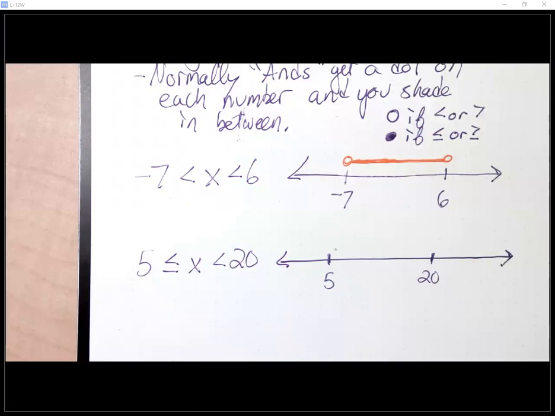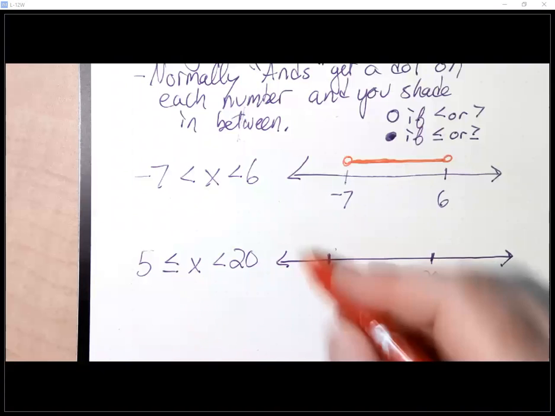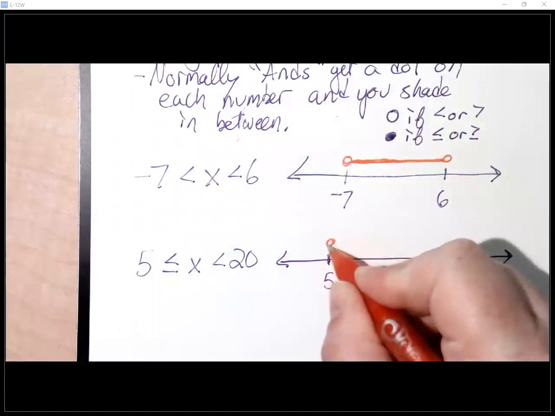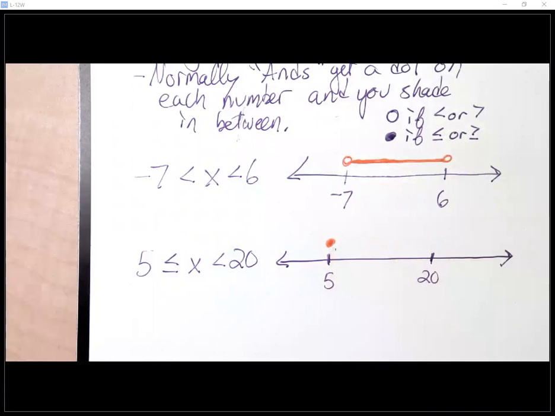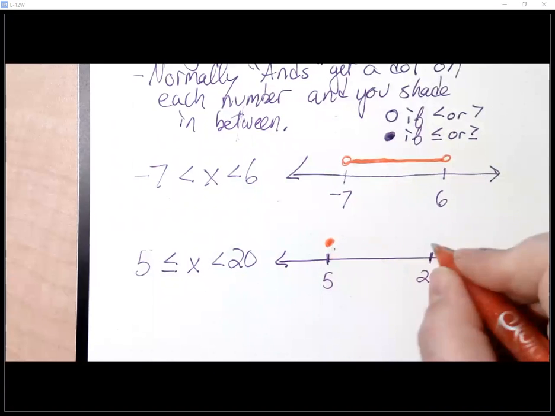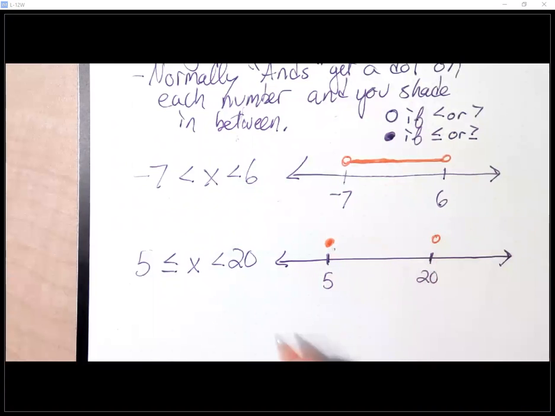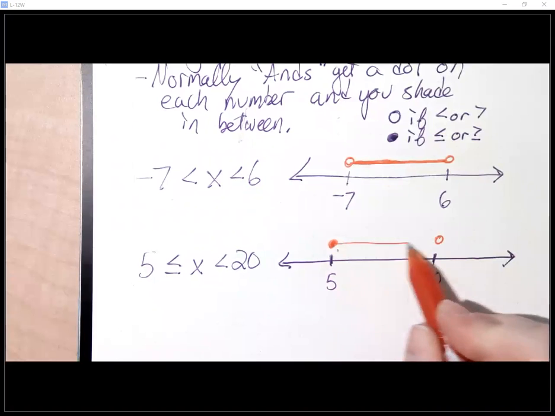Okay, what kind of a dot should I be putting on the 5? Closed, because that one does have the bar underneath. So this one should be a closed dot. What kind of a dot at 20? That one's open. And then I do want all the numbers in between them, bigger than 5, less than 20. So I just make this bar in between. That's it.